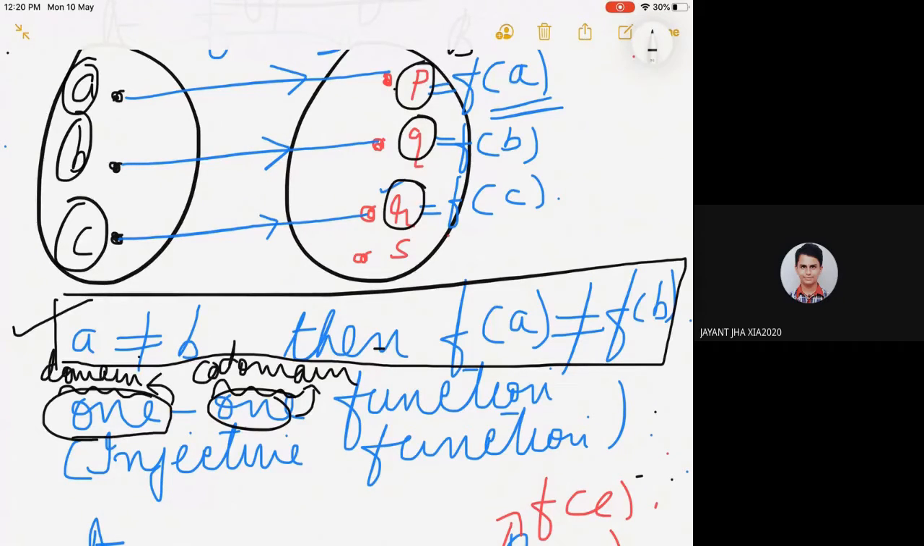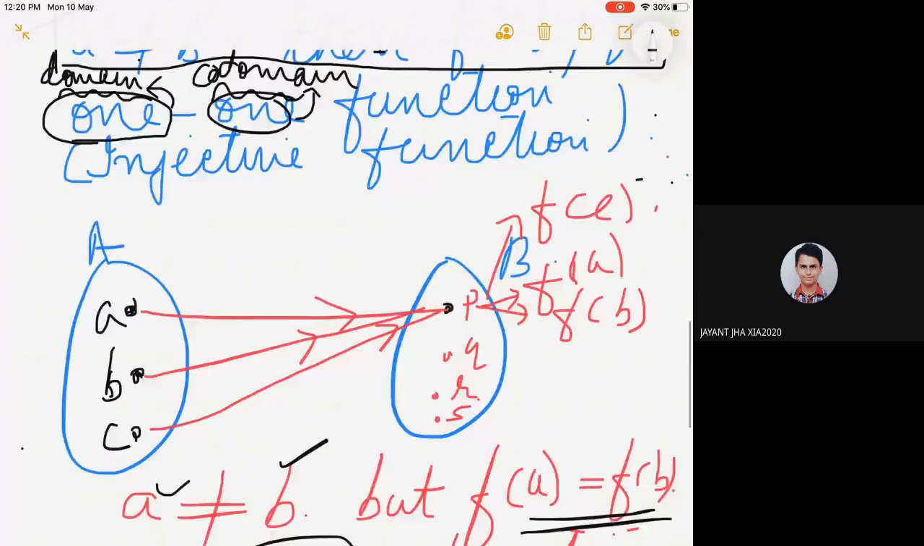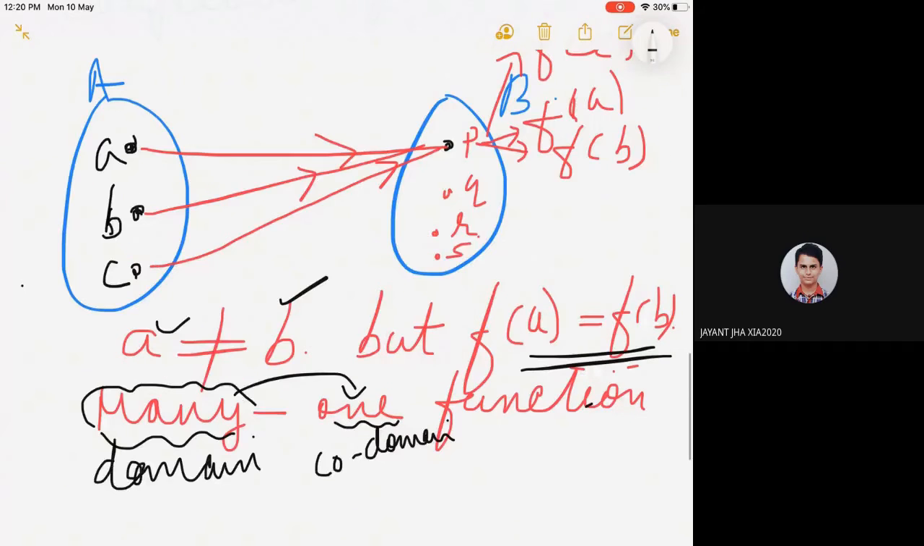One-to-one. Whereas many-one means, see, many elements of the domain have only one image in the codomain. That is why I have written the domain and codomain. Okay.